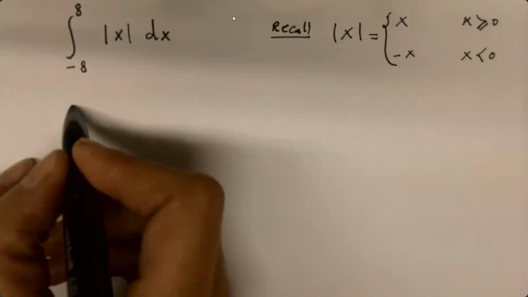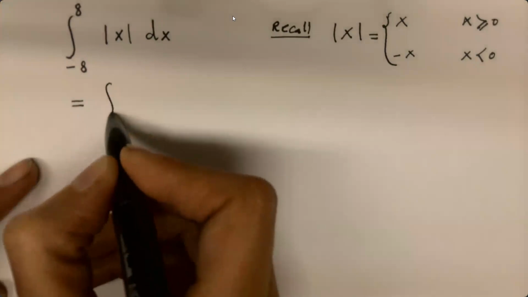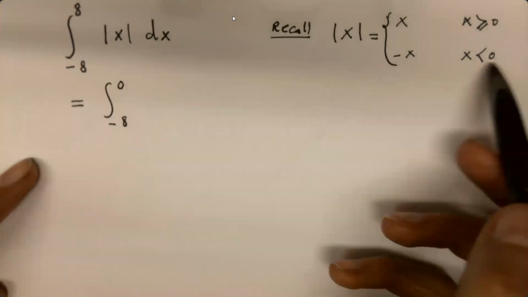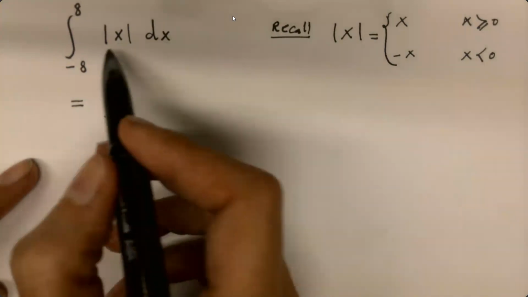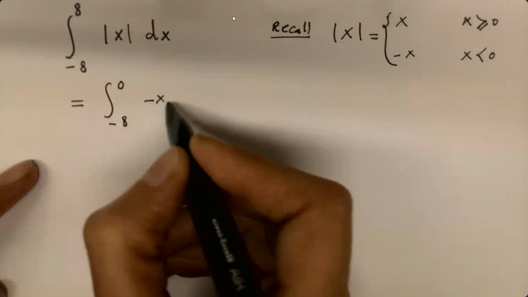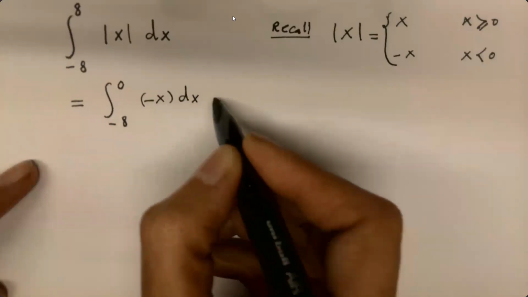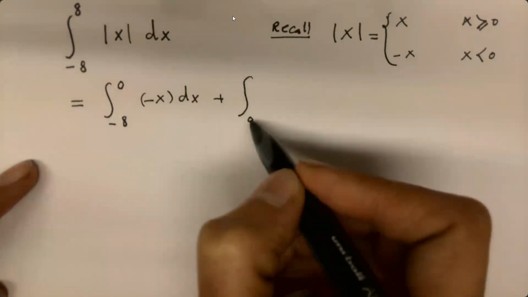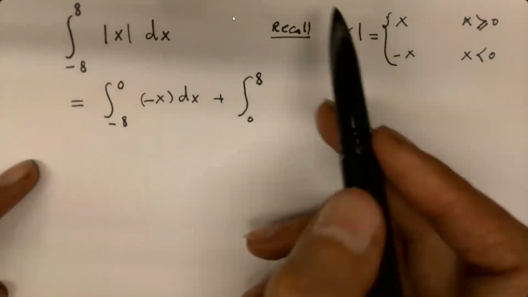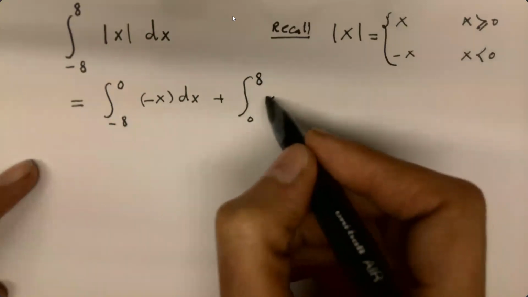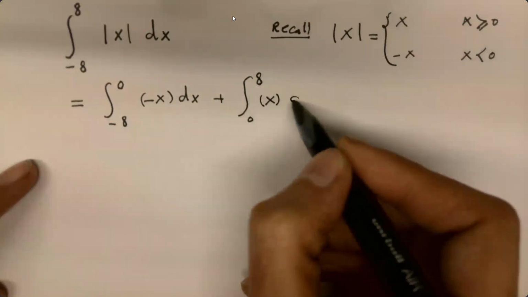You can write this as the integral of -8 to 0 on the negative side, and the absolute value is minus x. So you get minus x back, dx, plus, on the positive side of the domain between 0 and 8, the absolute value for the positive part is just x. So you're going to write down x dx.